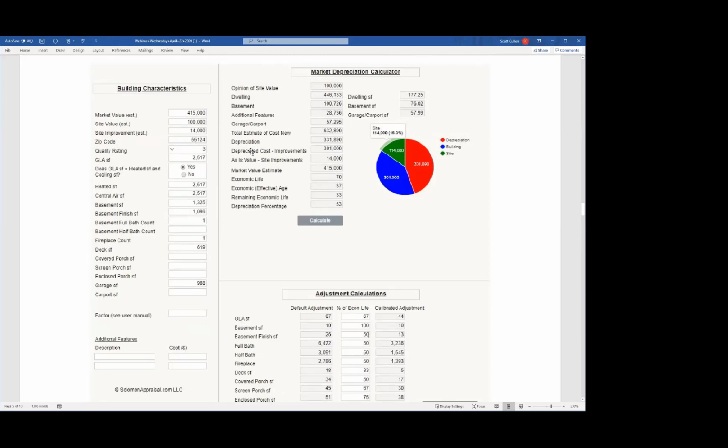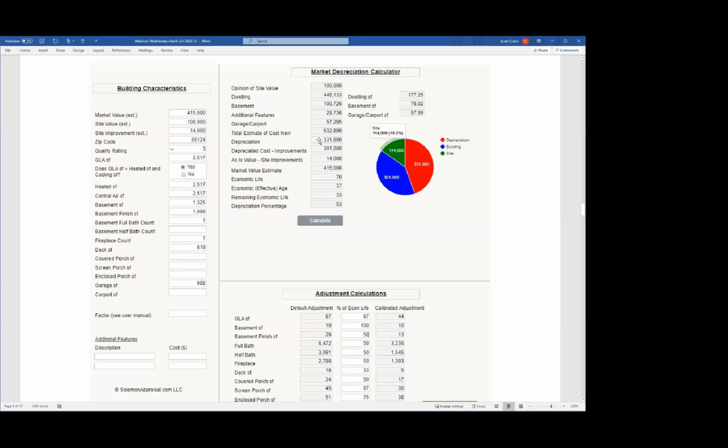This is an important number right here, the depreciated cost of improvements, 301. This number doesn't change based on cost. This number changes only based on the market value minus the site value. So that would be 315, right? Minus 14 for the depreciated site improvements, so 301. This has nothing to do with cost. It's all about the market reaction to the property. So the market's paying 301 for the house. The total estimate of cost new is 633, right? So the depreciation has to be the difference, 332.